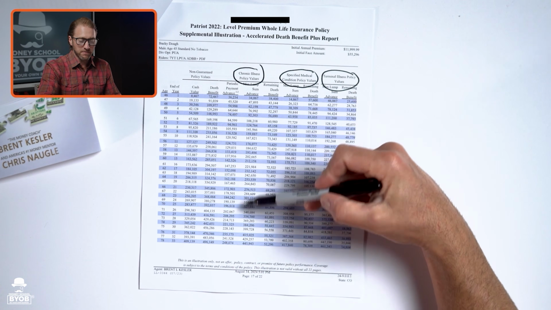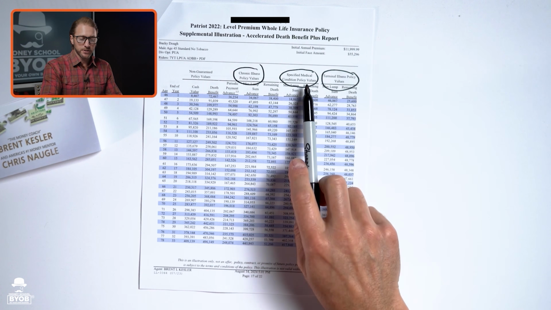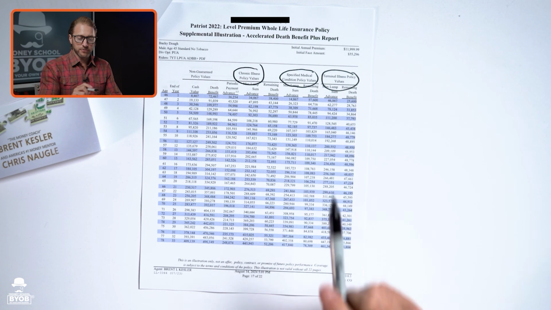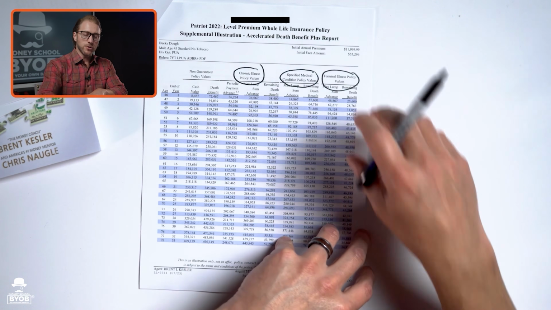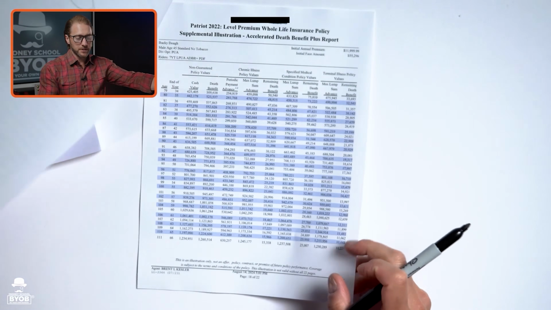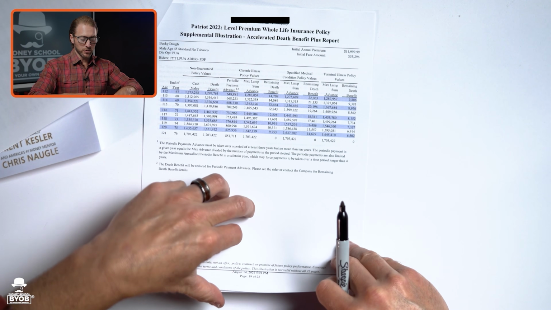And it's just going to give you the values: the max lump sum advance you can get for chronic illness, for specified medical condition, there's your max, and then for terminal illness, there's your max. So it just breaks down the amount you can get out of the policy while you're living for any of those living benefits, and then it just continues on and continues on until age 121.